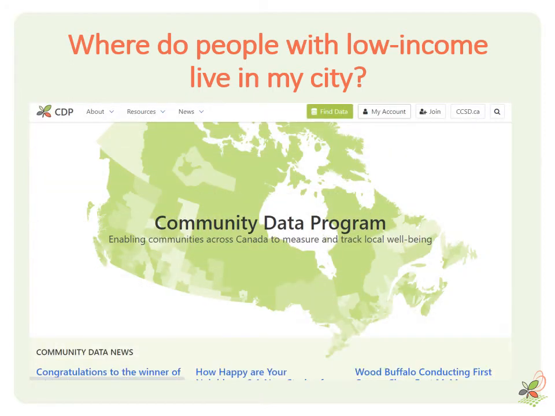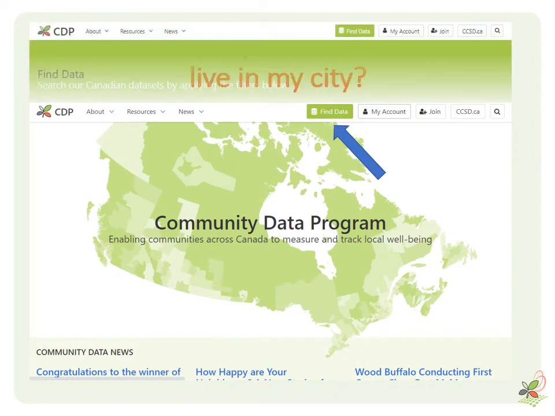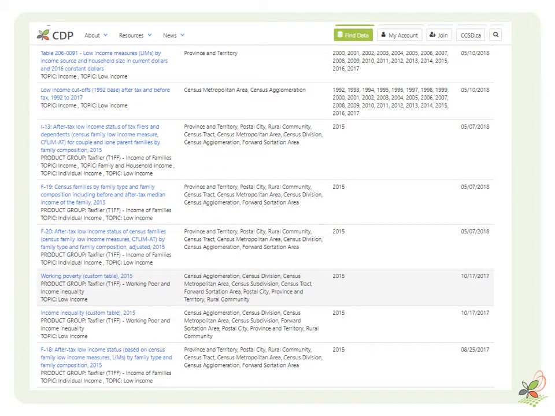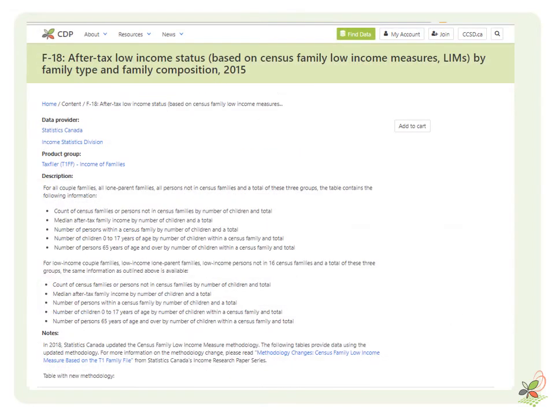He logs onto communitydata.ca and clicks on Find Data. He searches for the topic of low income for the year 2015 and finds tables from the tax filer Income of Families that provide all the data at the census tract level. After spending some time looking through the tables, he creates a picture of where families with low incomes are living based on the census tracts that make up his city.